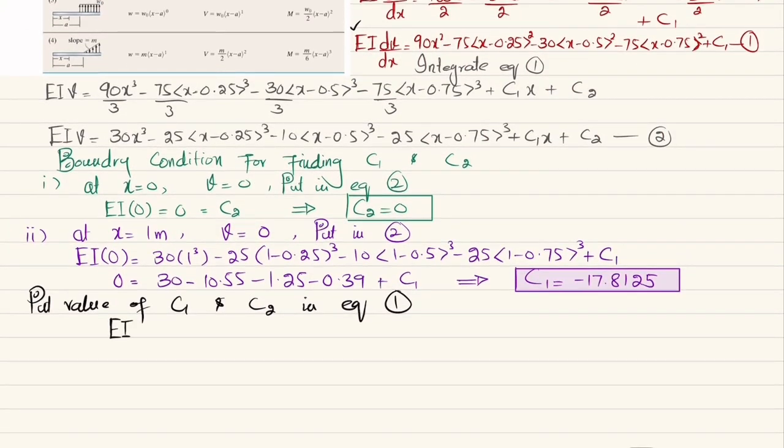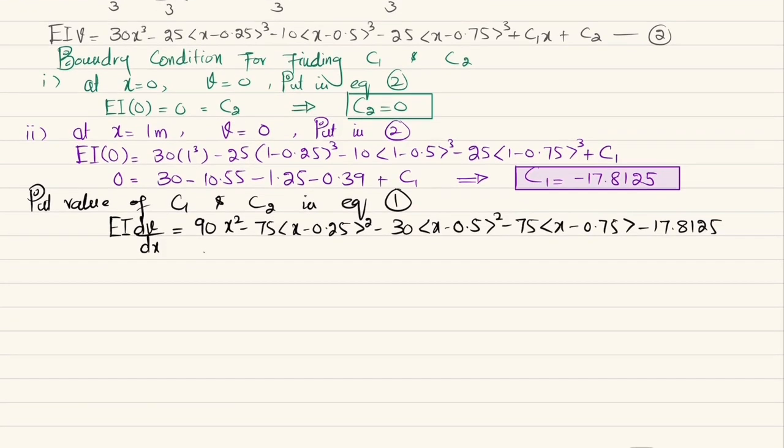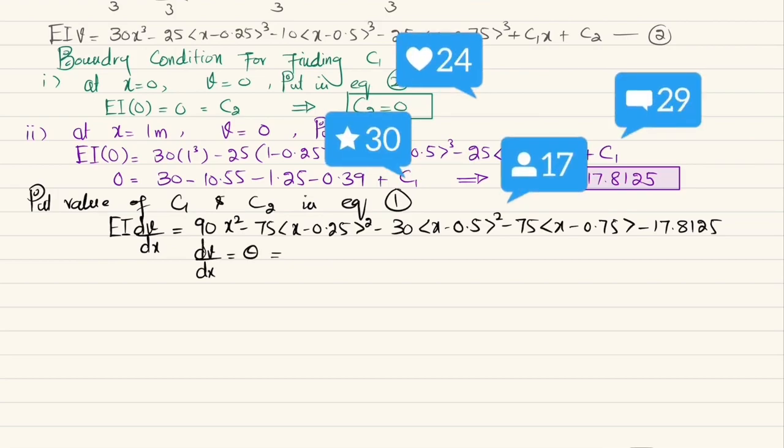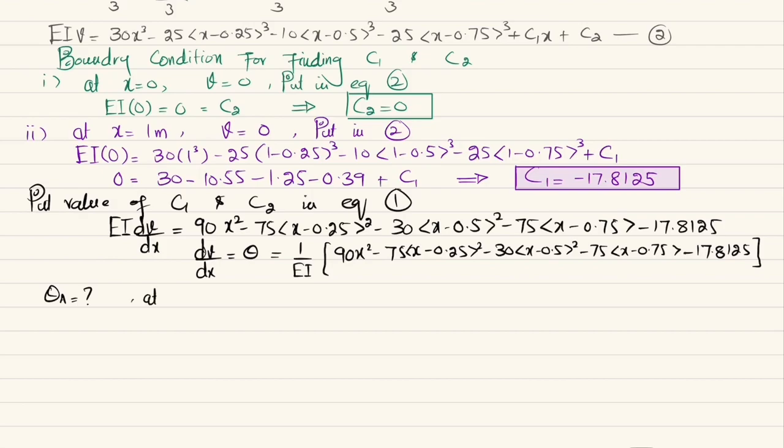So we will get EI dv/dx, which is equal to the slope, and that is 90 x squared minus 75 <x minus 0.25> squared minus 30 <x minus 0.5> squared minus 75 <x minus 0.75>, and C1 is minus 17.8125. When you divide by EI on both sides, you get dv/dx, which is the slope, equal to 1 over EI times 90 x squared minus 75 <x minus 0.25> squared minus 30 <x minus 0.5> squared minus 75 <x minus 0.75> and minus 17.8125.